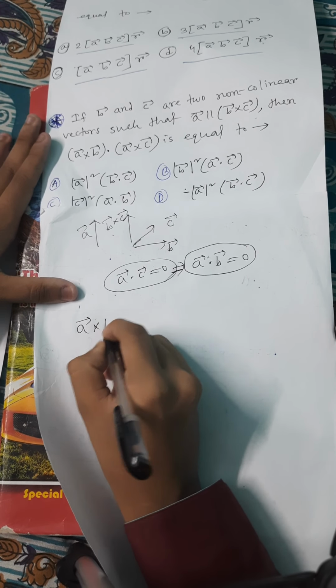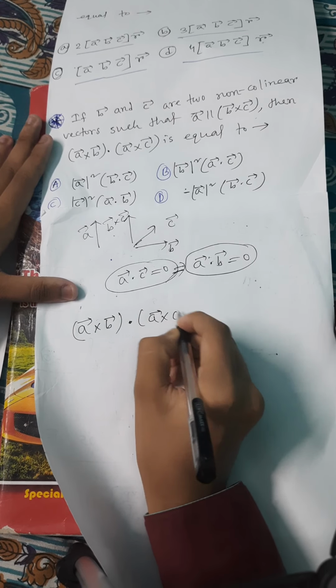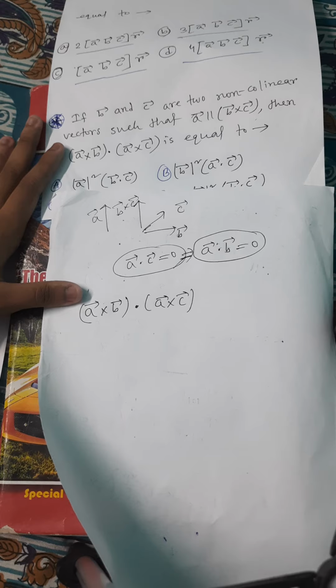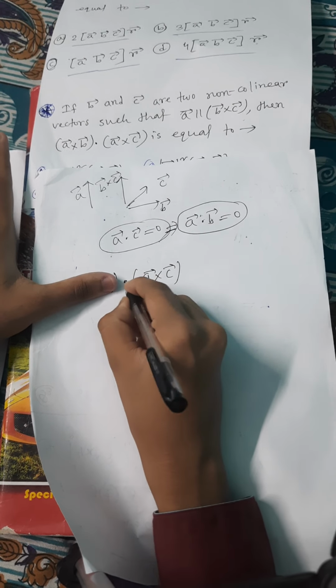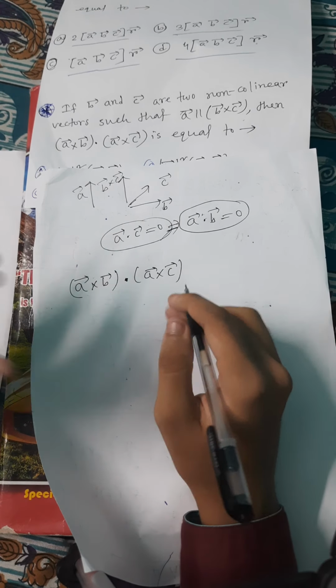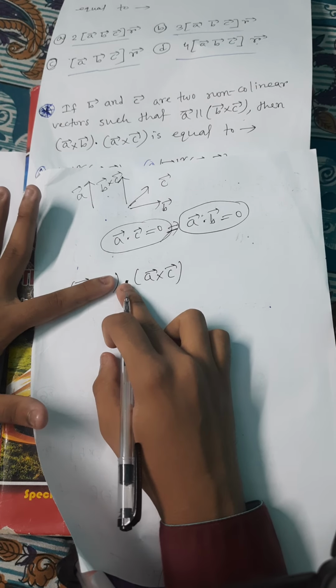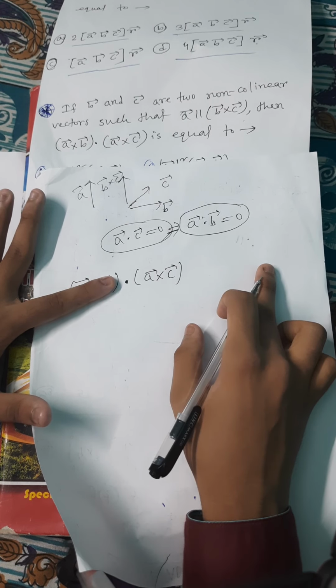Our question says a cross b, evaluate this, simplify these things, dot a cross c. Now what you can do, so this is a vector. See, ultimate result will be, this is a vector. You are taking dot product with a cross c, another vector. So ultimate result will be a scalar.